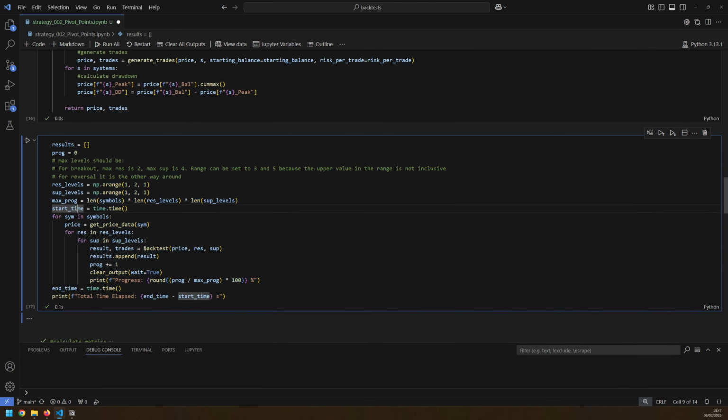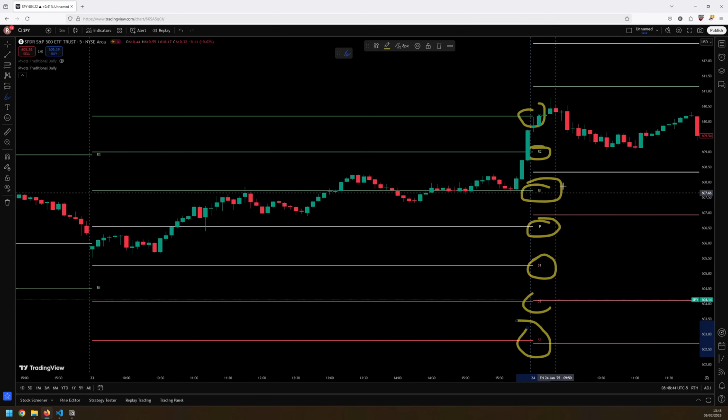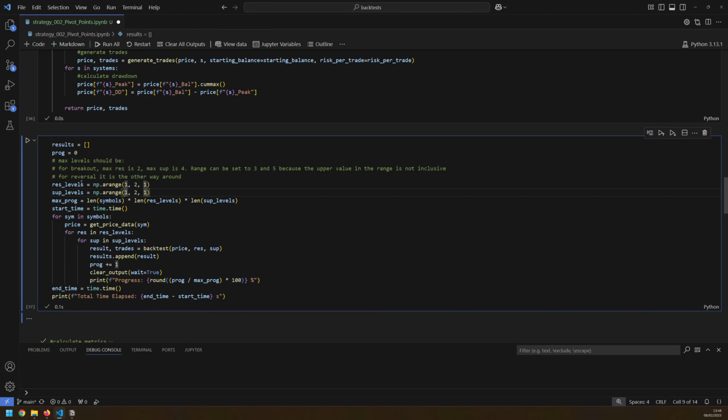Those levels are defined up here in these variables, my resistance levels and my support levels. Right now they're set to test just a value of 1, but I can expand this range to test a whole bunch of them at the same time. So if I enter at R1, there are 2 resistance levels above it, and there are 4 support levels below it. That means that within my range for resistance levels, I will change the second number to a 3. It's not inclusive, so this will only do numbers 1 and 2. It will stop before it runs 3.